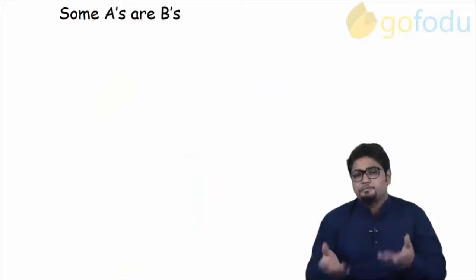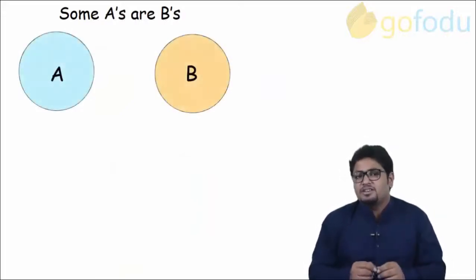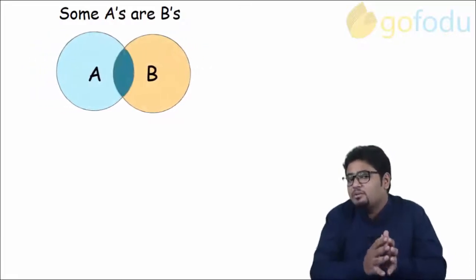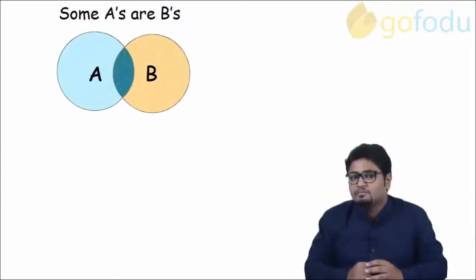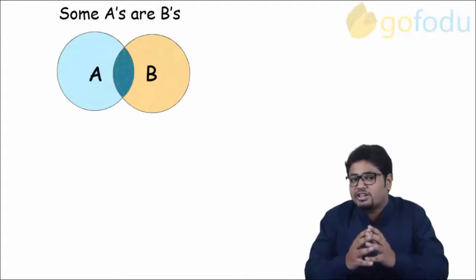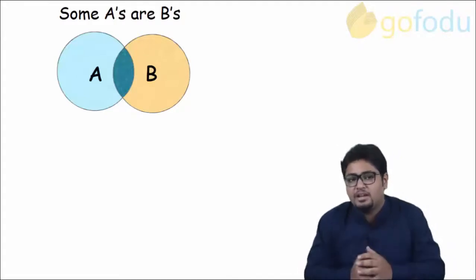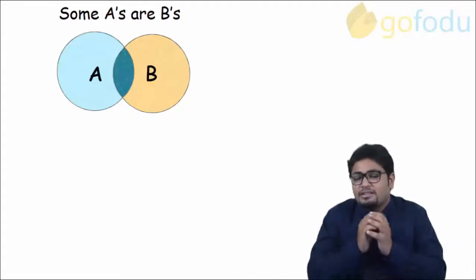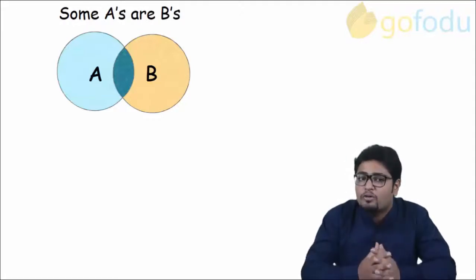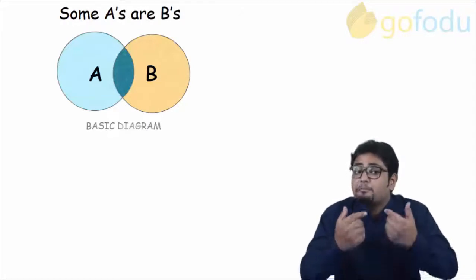Some A's are B's. It means there are few elements in A which are also present in B. The intersection shows the region where both A and B are common. This is the case of minimum overlap, which represents the basic diagram.